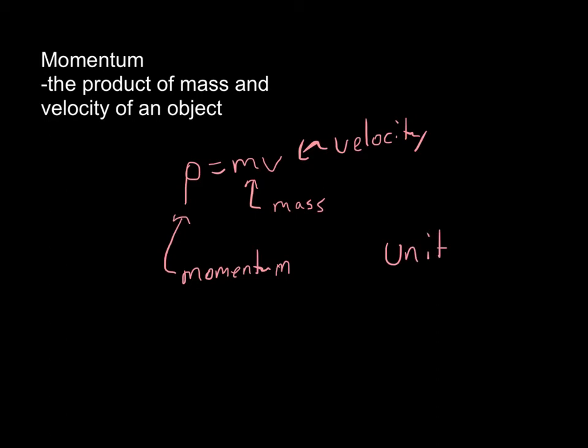Unit-wise, because we're taking mass times velocity, that's kilograms for mass, meters per second for velocity. And it turns out that is, on its own, the unit for momentum. There's no special unit like newtons or joules. It's just the two things together, kilogram meters per second. So anytime we're talking about momentum, you could say it has 10 kilogram meters per second of momentum.